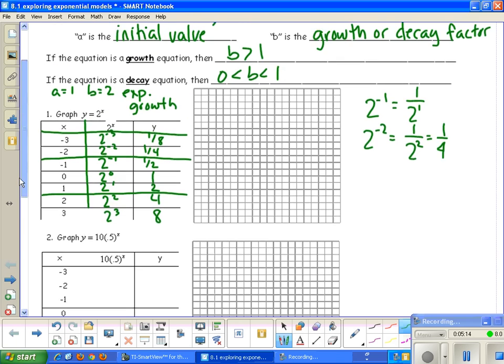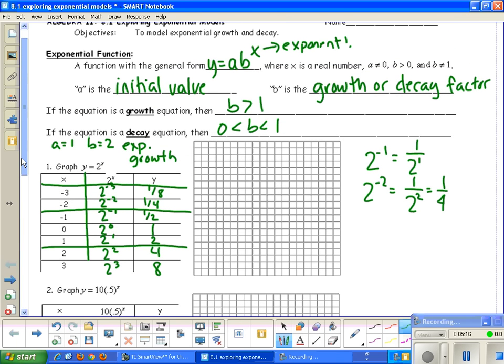So if we go back up, let's go ahead and graph this. So for my graph, we first need our x and our y axes. I'd make this my x-axis, and this will be my y-axis here.